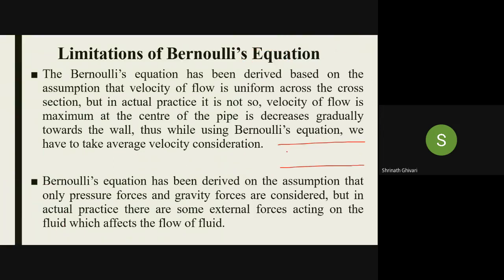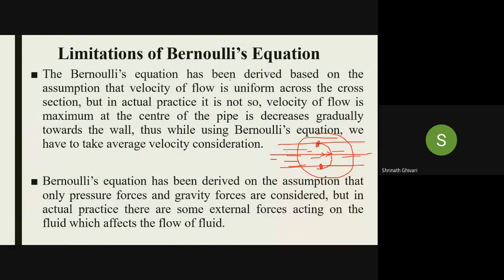If this is the pipe, the fluid is flowing like this. This is the center of the pipe, so at this point velocity is maximum. The velocity will change like this. Velocity is maximum at this point, and velocity is zero near the surface. So he is saying that all the fluids will exhibit this property. Therefore, we have to take the average velocity of the fluid flowing through the pipe.